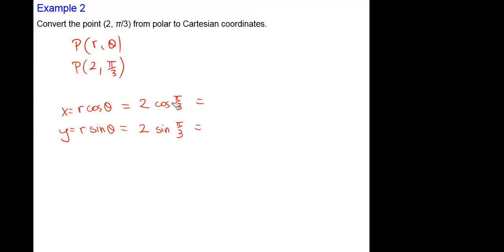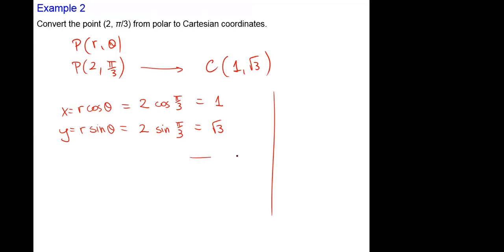Done. What is cosine of pi over 3? Unit circle, yes, unit circle. Cosine of pi over 3 is 1/2. 1/2 times 2 is 1. I know, it's the end of the semester, we're a little bit slower. Sine of pi over 3 is square root of 3 over 2, times 2, square root of 3. That means my corresponding point in Cartesian is (1, square root of 3).